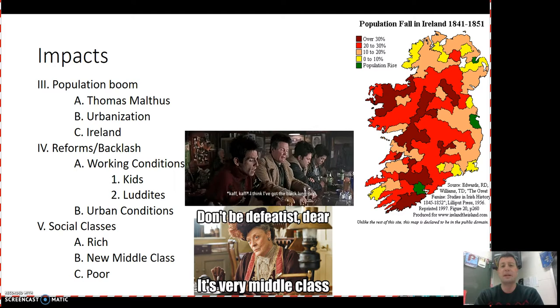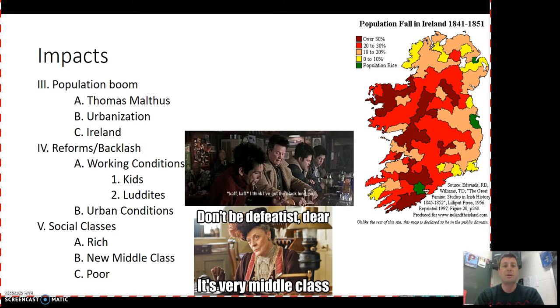Reforms and backlash against the Industrial Revolution. We see issues with the working conditions. Obviously, as you could well imagine, the working conditions in these factories are not great. Your textbook mentions the adults having trouble adjusting to a new schedule.